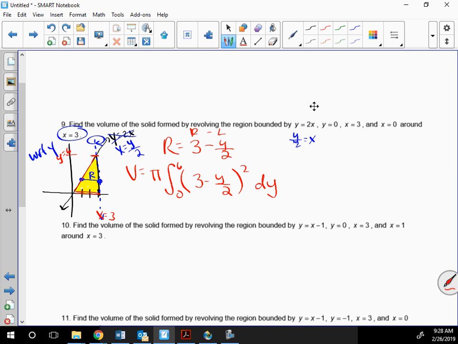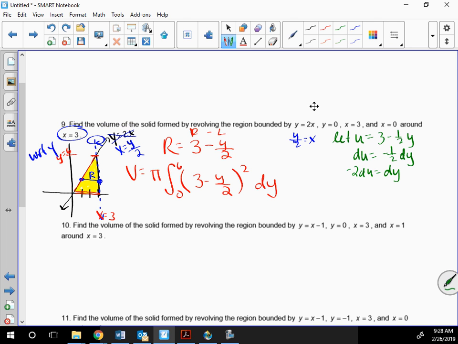So at this point, you could FOIL this out. We actually could do a little mini u sub here, because our derivative of this would just be -1/2. So you could go either way with it. Let's try the little mini u sub. Let's put in a u sub every now and then. So let u equal 3 minus 1/2 y. du equals -1/2 dy. I don't have that -1/2, so I'm going to multiply that over, so I get -2 du equals dy.